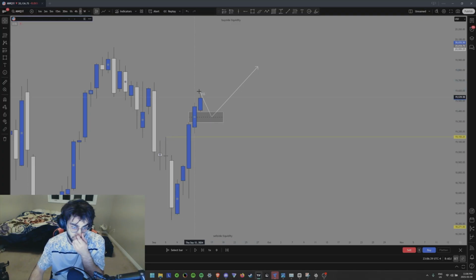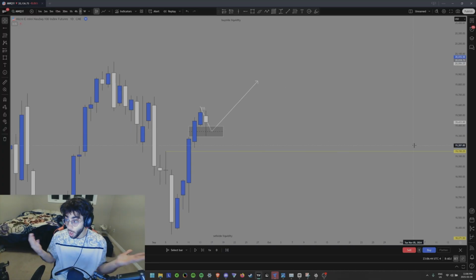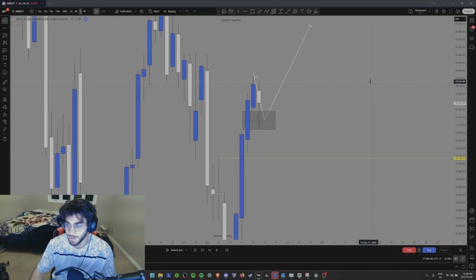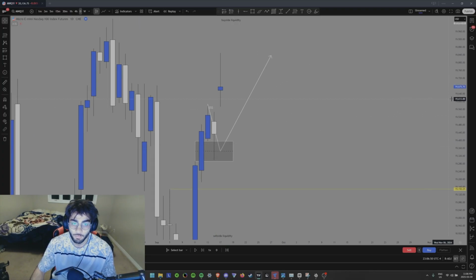We still have our structure broken towards the upside, so we're still trending up, right? Wow. Woo! Look how, bro, you can't even make this up. Look how it fills it, goes right back up, okay?